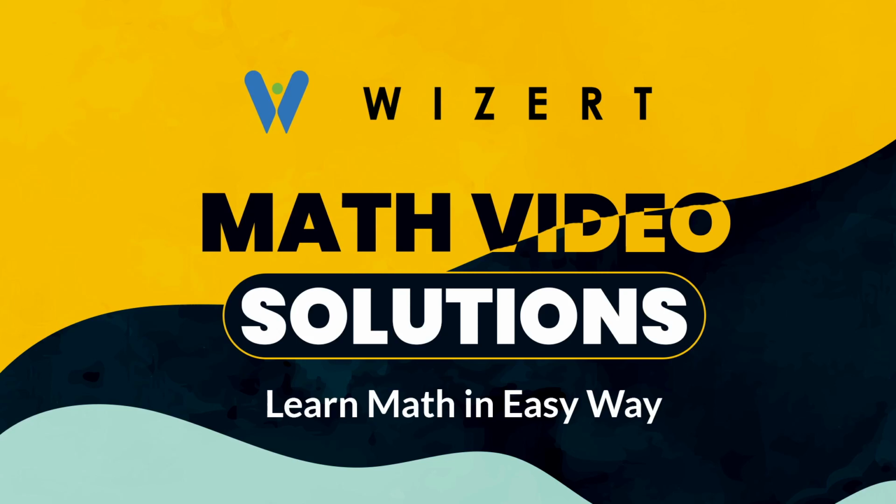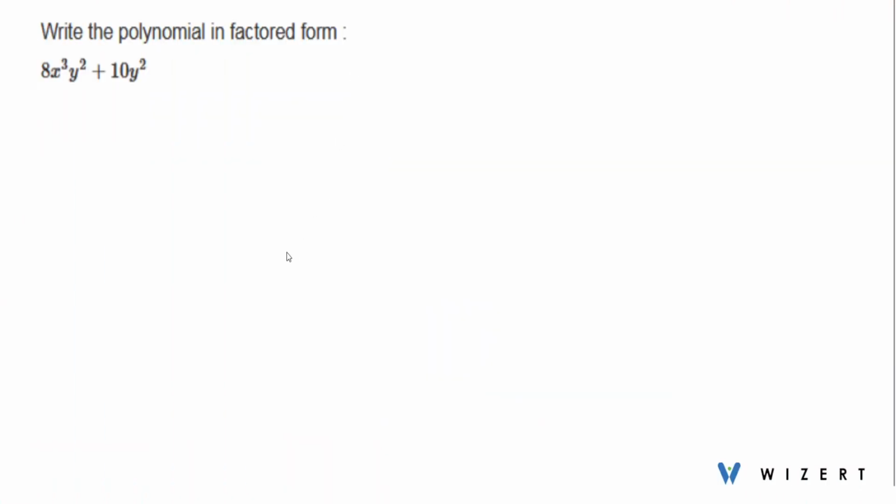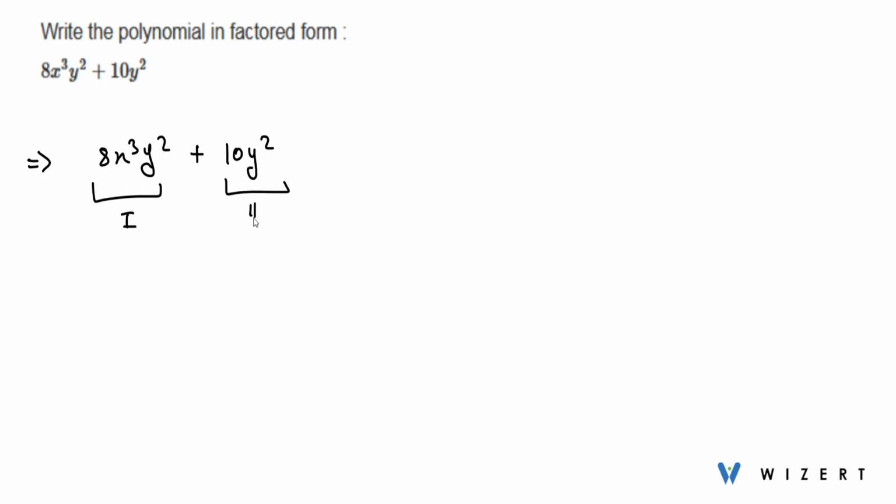So let's begin. According to the question, we have been given a polynomial and we have to write it in the factorized form. So this is a very simple question. So the polynomial is 8x cubed y square plus 10y square. Now this is term number 1 and this is term number 2.